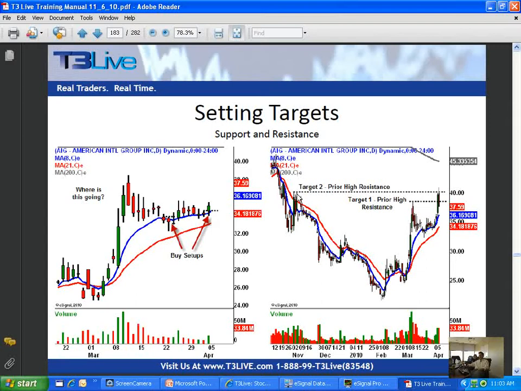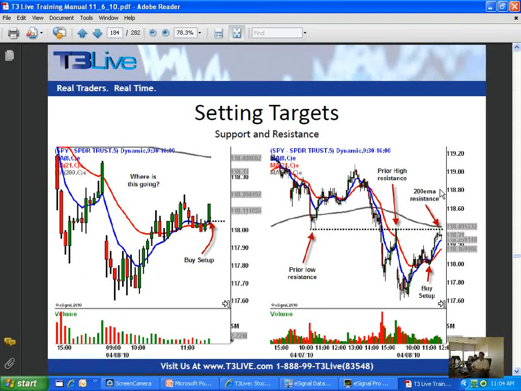Resistance over here, there were obviously sellers up here that caused the stock to have this large move down. We suspect that those sellers might become apparent should that level get tested again. Okay, so we're using prior support or resistance.